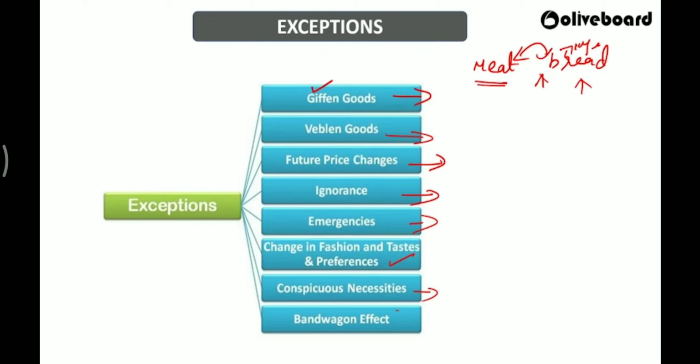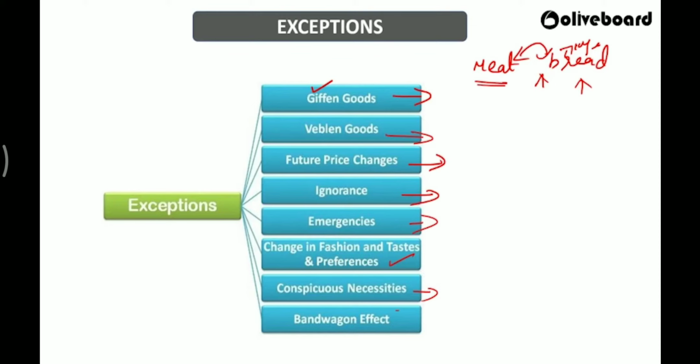Many people, most of the people, we are living like that only. What others will say, what this person will say, what that person will say, we should also have this, then only they will respect us, then only they will treat us well. Yes or no? We also have those kinds of thoughts in our mind. So that is called conspicuous necessity. In that case, we will not mind, even if the price is high, we will buy and keep it in our home. We will demand those products. Yes or no? So in those cases, your law of demand will fail. Bandwagon effect, I already told you.